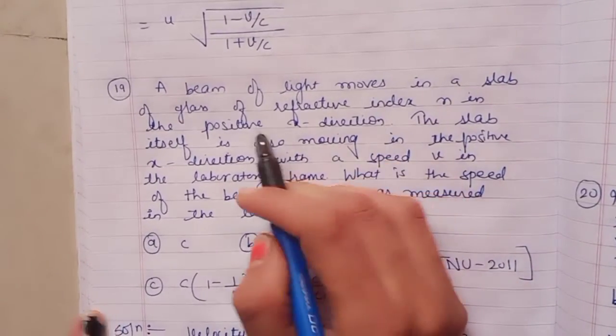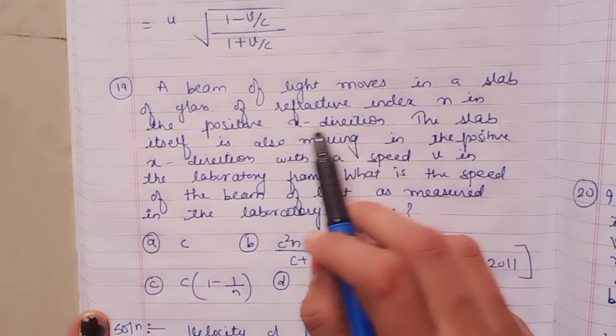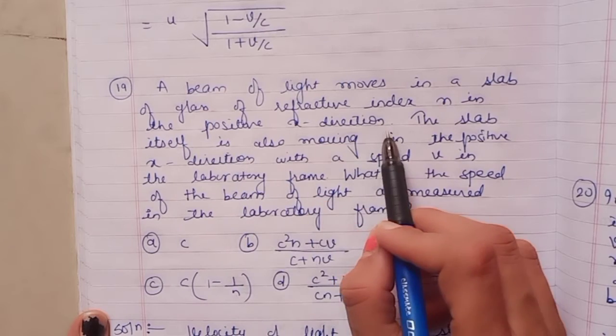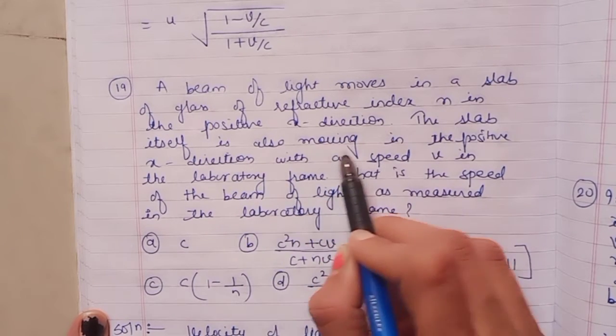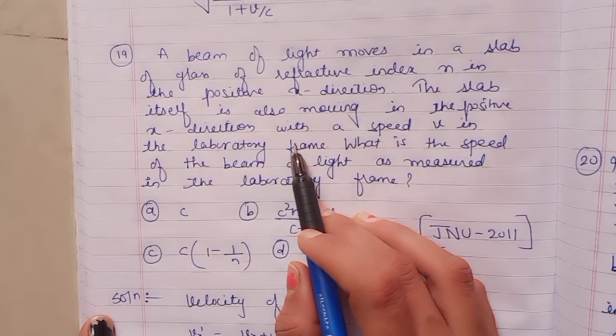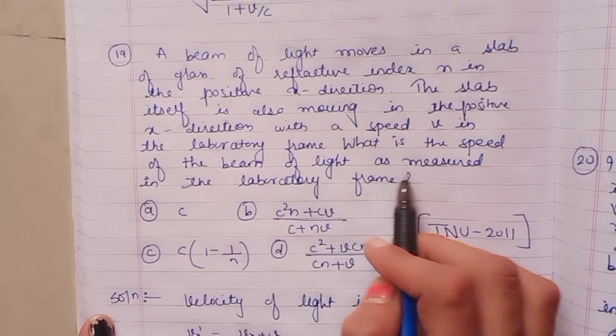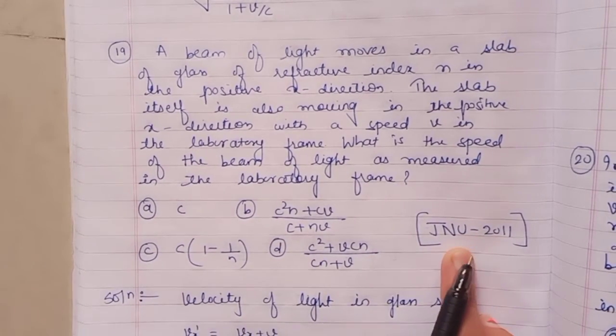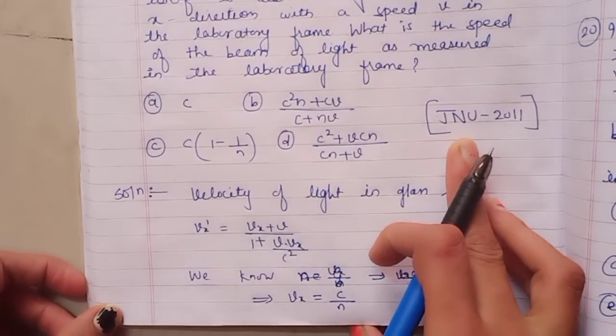Next numerical: a beam of light moves in a slab of glass of refractive index n in the positive x direction. The slab itself is also moving in the positive x direction with a speed v in the laboratory frame. What is the speed of the beam of light as measured in the laboratory frame? And these are the 4 options which are given. This question was asked in JNU 2011.